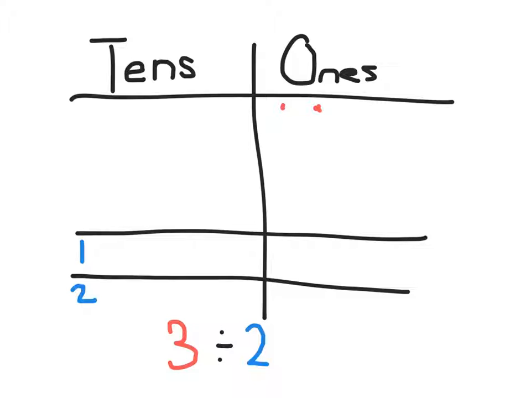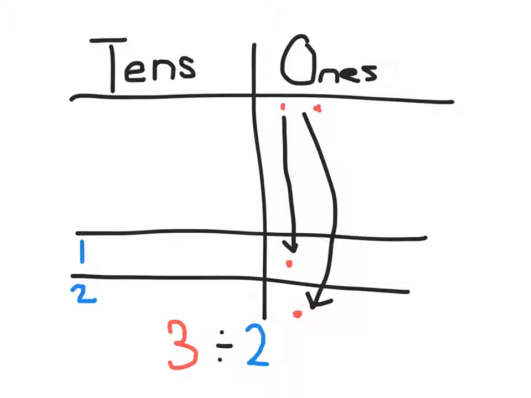3 is 3 units, signified by the 3 red dots in the ones column. And 2 is the 2 groups you're dividing 3 equally amongst, signified by the blue 1 and 2. So what I want you to do is move one of the red dots to one group and move the other one to the other group.